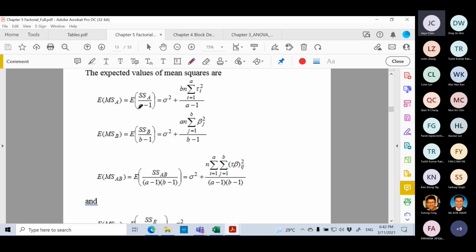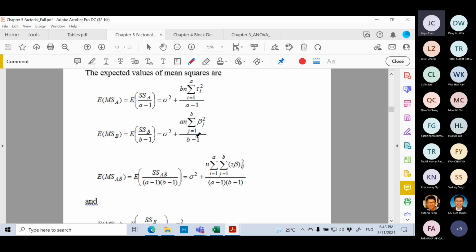SSA divided by the degree of freedom A minus 1, you will get your MSA. So if you take the expectation, it will equal sigma square plus the summation of tau square divided by A minus 1. This is the formula for the expectation of the MSA, what you expect to get for the MSA. Similarly, the expectation of the MSB is given by sigma square plus AN times the summation of beta j square divided by B minus 1.